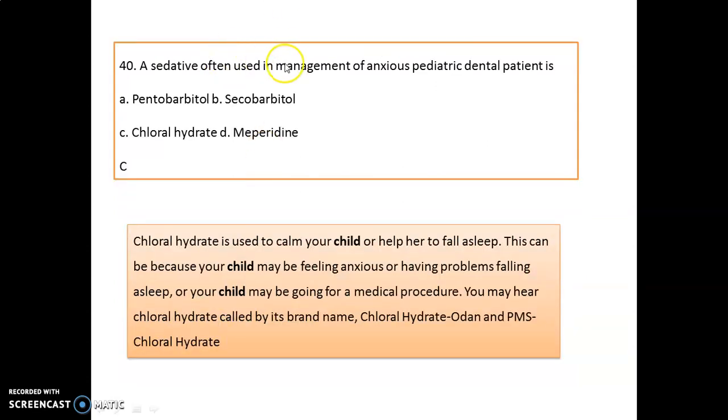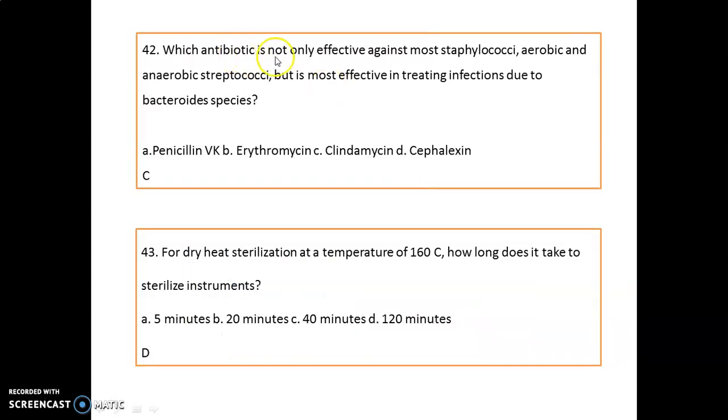Then, a sedative often used in the management of anxious pediatric dental patients, that is chloral hydrate. The best is midazolam. So chloral hydrate is used to calm your child or help her to fall asleep. This can be because the child may be feeling anxious or having problems falling asleep, or the child may be going for a medical procedure.